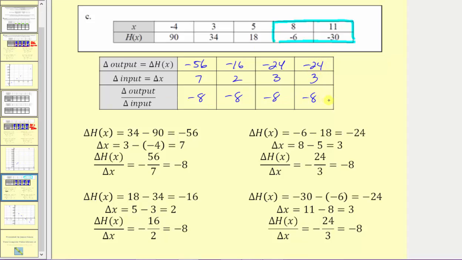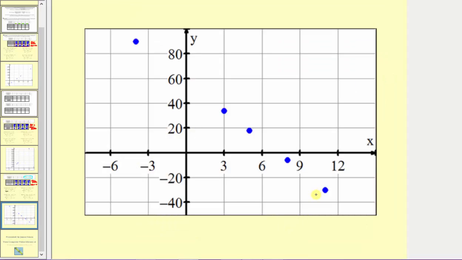So because the rates of change are the same for several pairs of points in the table, we can assume the function is linear. So we have a linear function, and the slope is -8. To verify this graphically, we can plot these points on the Cartesian plane, which I've done here, and notice how it is possible to graph a line that would pass through all 5 points, which verifies the table does represent a linear function. I hope you found this helpful.